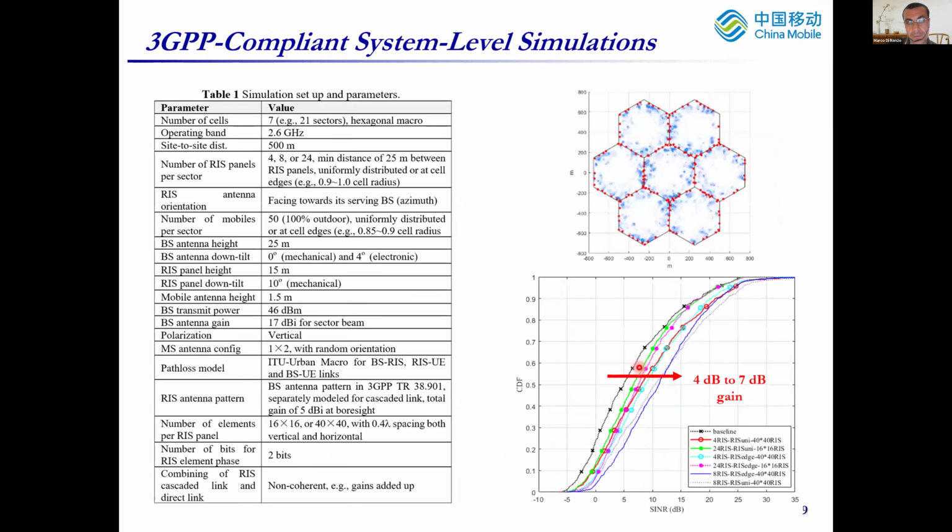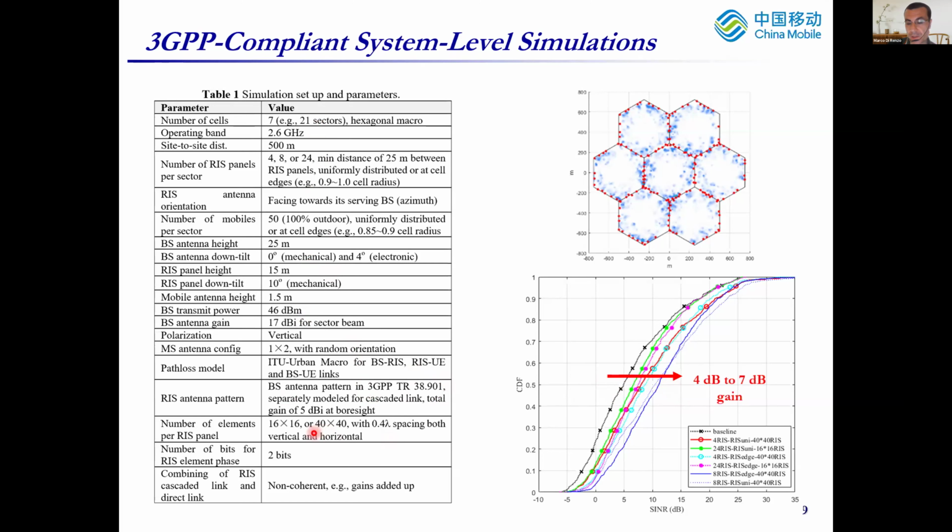More recently, we collaborated with China Mobile in order to see what is going to happen if we utilize the typical parameters that are utilized in 3GPP for evaluating new technologies. So we considered basically the specs that are available in 3GPP documents, and we obtained that by deploying these surfaces, the reliability increases by about 4 to 7 dB, which is quite significant, especially because these results are obtained for surfaces that are not extremely large. So it was relatively realistic.